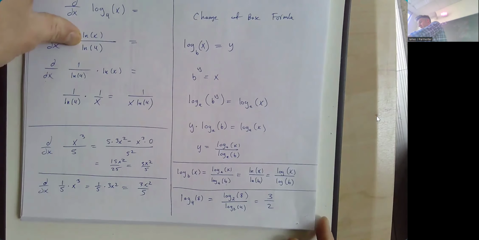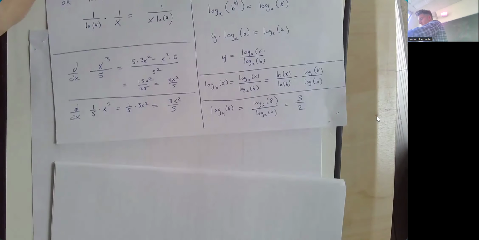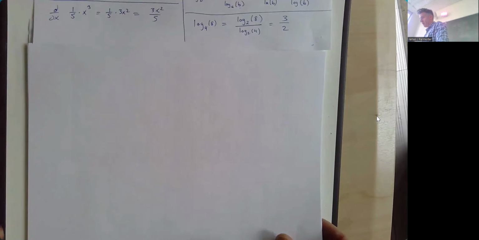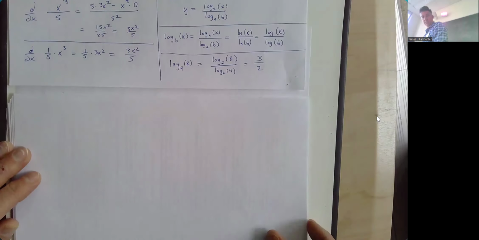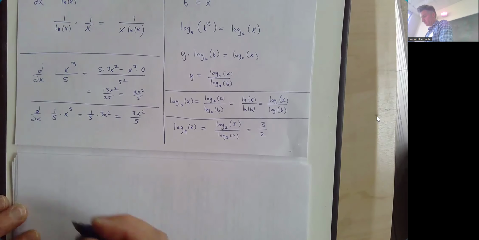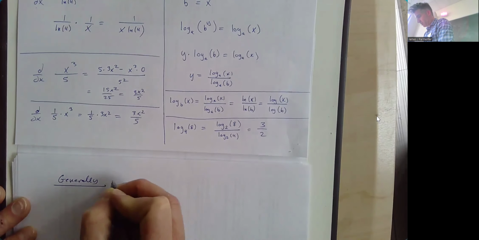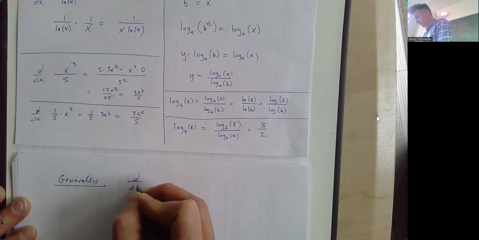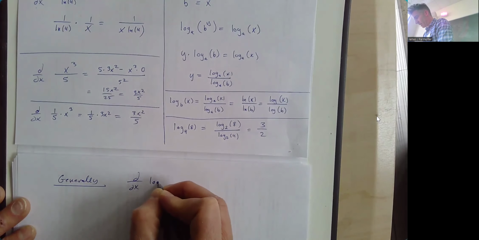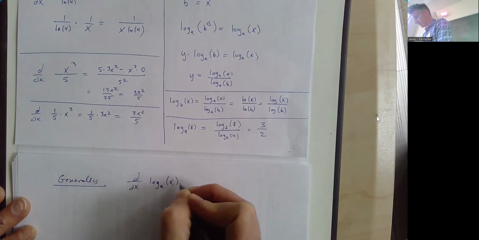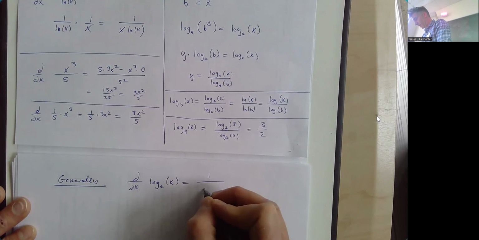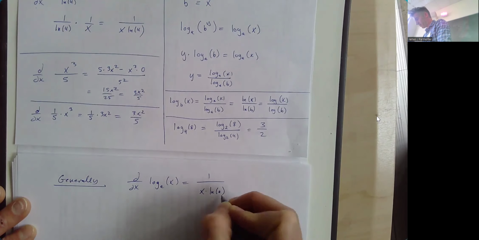And more generally, you would maybe want to see the thing I just wrote. Generally, the derivative of log base a of x is equal to 1 over x times natural log of a.